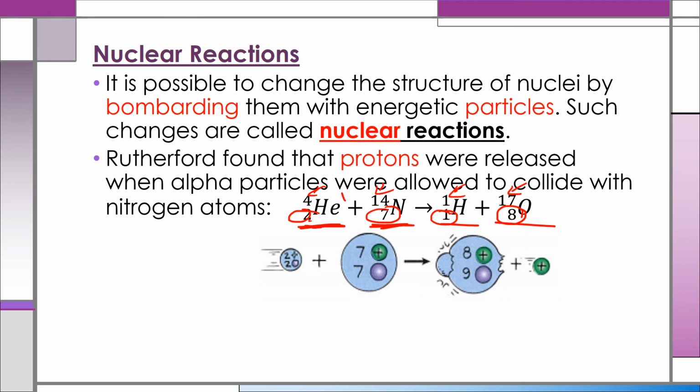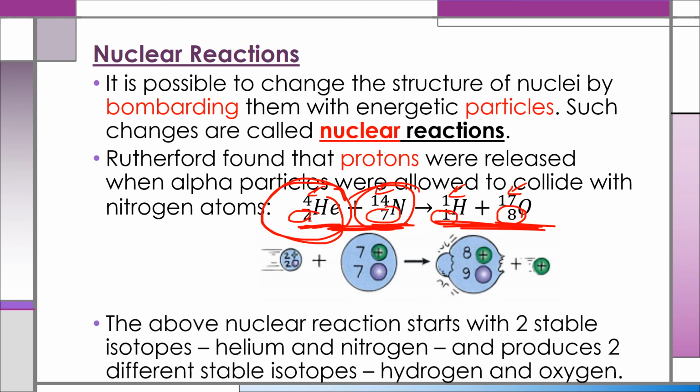This is the exact same process that we used for natural radioactivity, but the difference with artificial is that we generally have 2 different objects on this side, right? In this case, we're doing alpha plus some nitrogen, which is going to yield some sort of radioactive process. So it begins with two stable isotopes, helium and nitrogen, but it produces two different stable isotopes, hydrogen and oxygen.